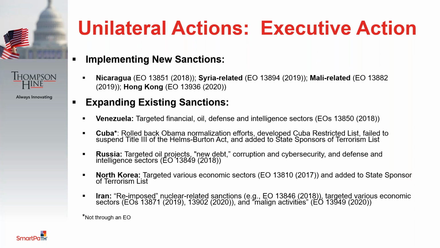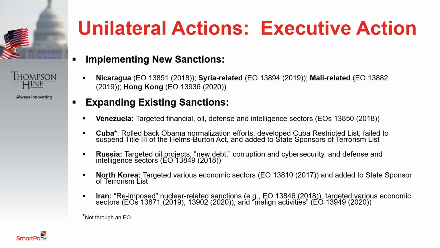In addition to new sanctions, definitely expanded existing sanctions. Venezuela previously only targeted some drug trafficking efforts and counterterrorism as well, but now has broadened those sanctions to sectoral sanctions, very similar to the sanctions against Russia, targeting financial, oil, defense, and intelligence sectors, particularly in response to the Maduro regime's anti-democratic and human rights abuses efforts in Venezuela. Of course, we saw the rollback of certain Obama normalization efforts with Cuba.